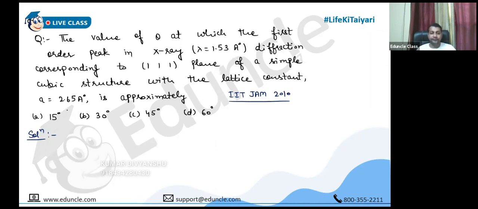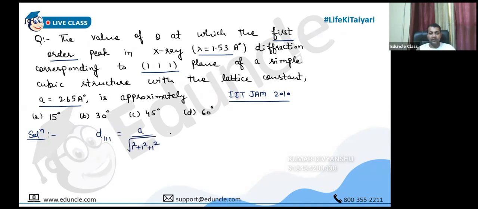Yes, please answer in the chat box only. Very good, Arun. Again, similar to the earlier one, hkl are given, a is also given, lambda is also given, and first order. So you have to find theta. d111 is a by root 3.